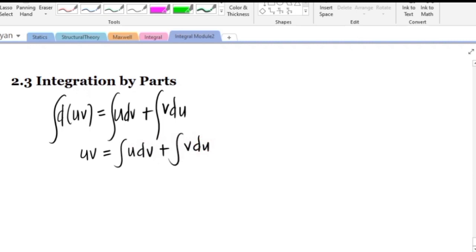So if we have this form here, integral of u dv is equal to uv minus integral of v du, and this formula here is your formula for integration by parts.